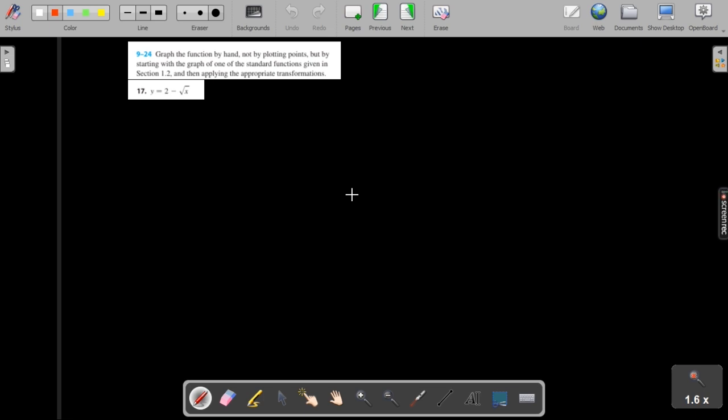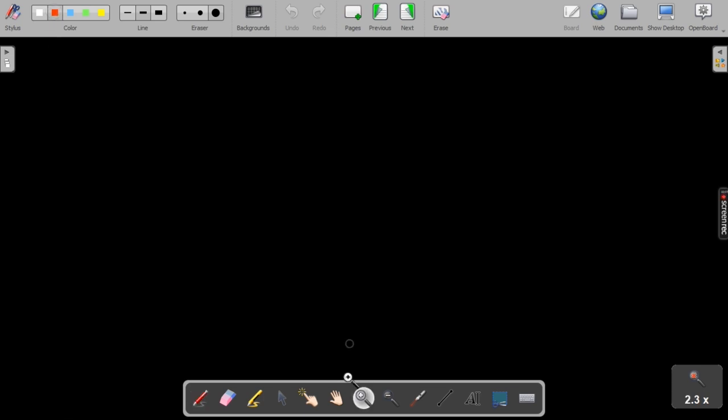So the question says, graph the function by hand, not by plotting points, but by starting with the graph of one of the standard functions given in section 1.2, and then applying the appropriate transformations. So let's take it in steps.